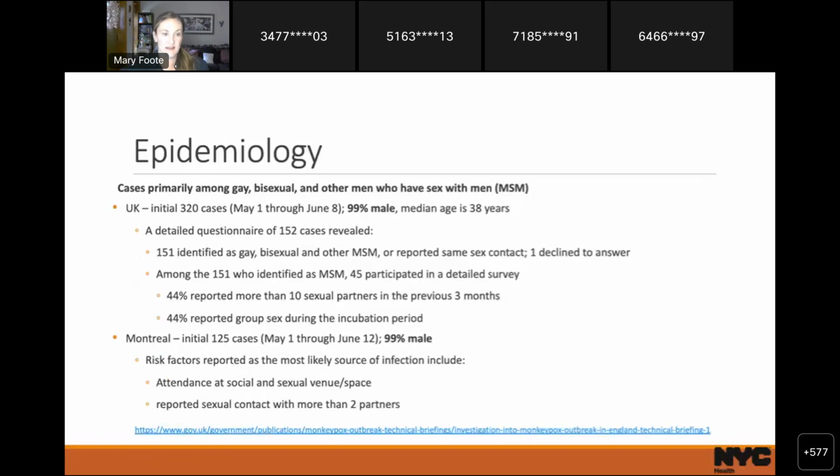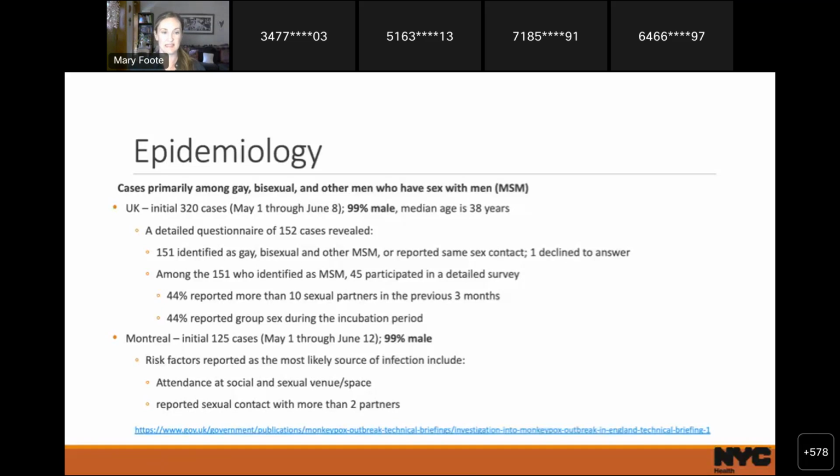And so just going through some of the epidemiology that we are seeing to date internationally. We have 2 really helpful case series that have come out recently from the UK and Montreal, which have been early hotbeds. In the UK, they published a study describing their initial 321 cases. These are occurring primarily among gay, bisexual, and other men who have sex with men. 99% of their cases were male, and the median age was 38 years old.